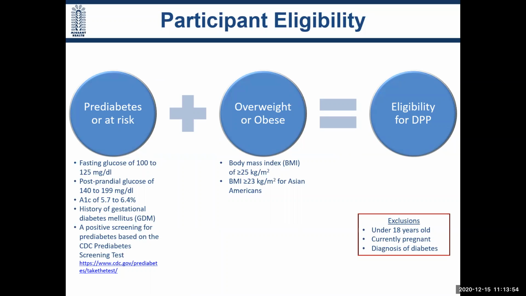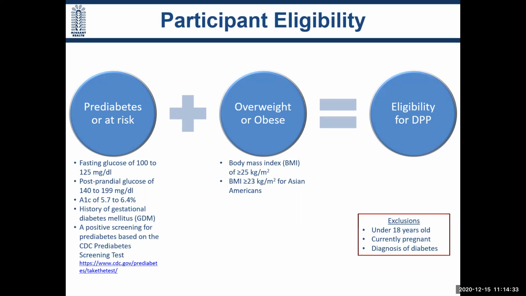The Diabetes Prevention and Recognition Program outlines participant eligibility. So in order for participants to be eligible for the program, they have to have prediabetes or be at risk for diabetes, plus they have to be overweight or obese. So let's dig into those a little bit more. In order to have a diagnosis of prediabetes, that's those labs that are the first 3 bullets there. So they have to have a fasting glucose of 100 to 125, a postprandial glucose of 140 to 199, or an A1C of 5.7 to 6.4%.